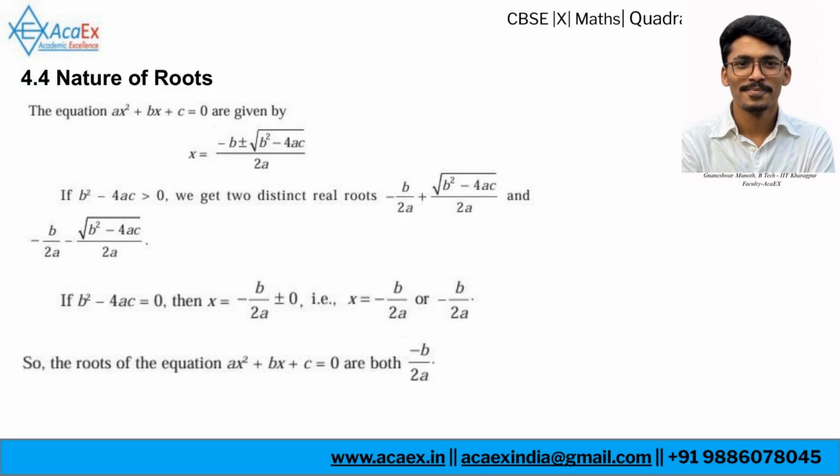Nature of roots. The roots of the general quadratic equation ax squared plus bx plus c equals 0 are given by the quadratic formula. x equals negative b plus or minus the square root of b squared minus 4ac, all divided by 2a. If b squared minus 4ac is greater than 0, we get two distinct real roots. If b squared minus 4ac equals 0, the roots are both negative b divided by 2a.